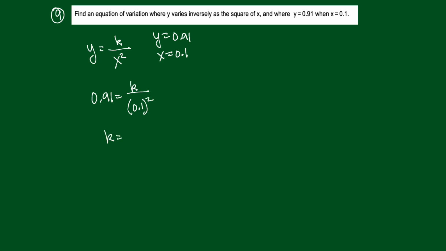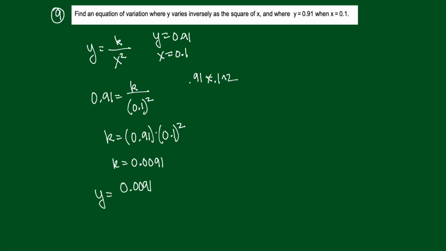So k is going to equal 0.91 times 0.1 squared. So just on your calculator, put it in just like this. 0.91 times 0.1 squared, and we will get k is equal to 0.0091. So our variation equation is y equals 0.0091 all over x squared. And that's all we're looking for.